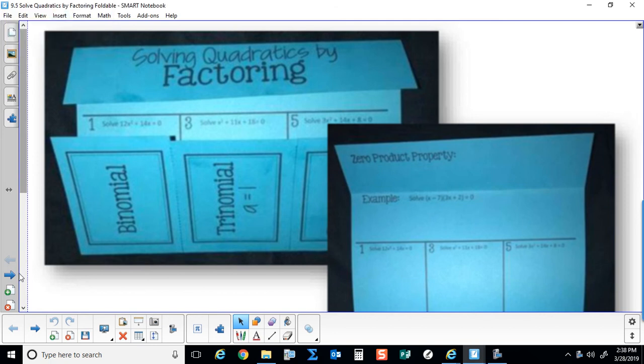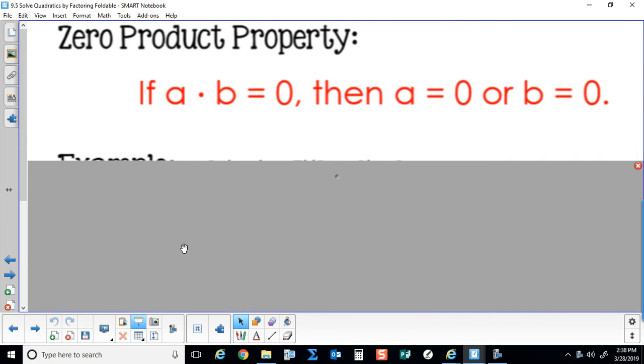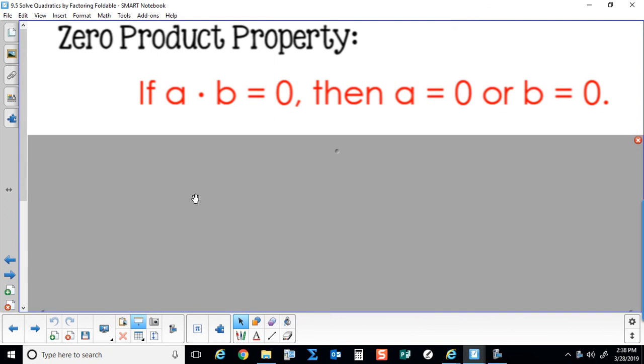Solving quadratics by factoring. Today we'll solve quadratics by factoring. We'll be using the zero product property.